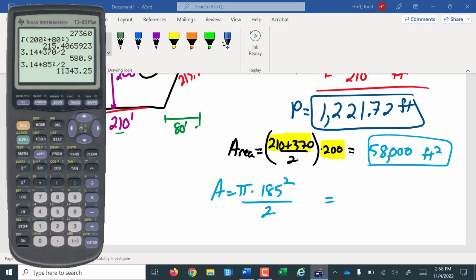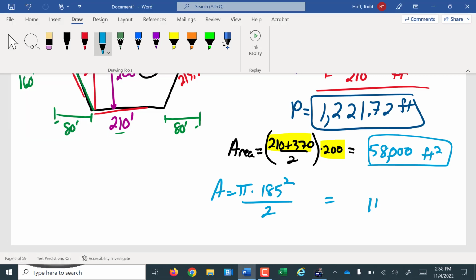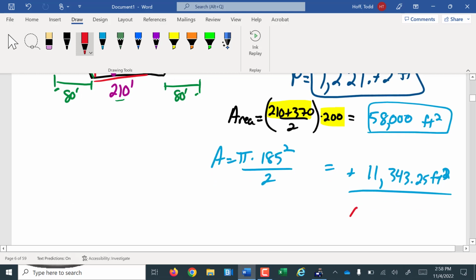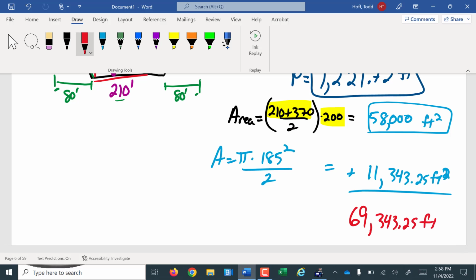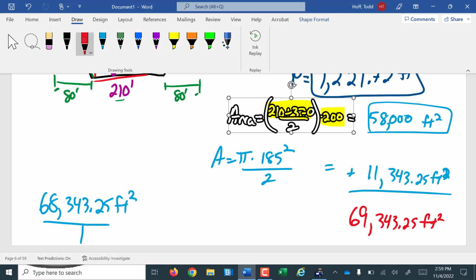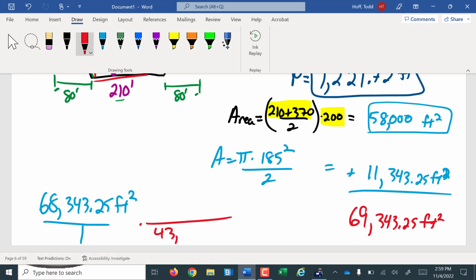Giving us 11,343.25 square feet. Adding those together gives us a total area, 69,343.25 square feet. If this were a lot for building a house on, how would we turn that into acres? 43,560 square feet in an acre.